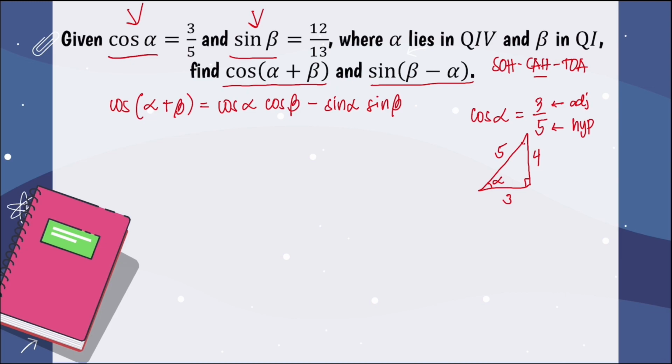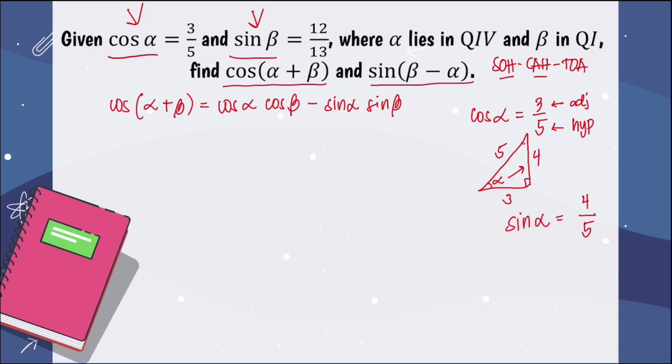Now that you already have the missing side, we can actually solve for the sine of alpha. So going back to SOHCAHTOA, sine can be solved by dividing the opposite side by the hypotenuse. Since we already know that the opposite side of alpha is 4, we can write here 4 over the hypotenuse, which is 5. So what we have for the sine now is 4 over 5.